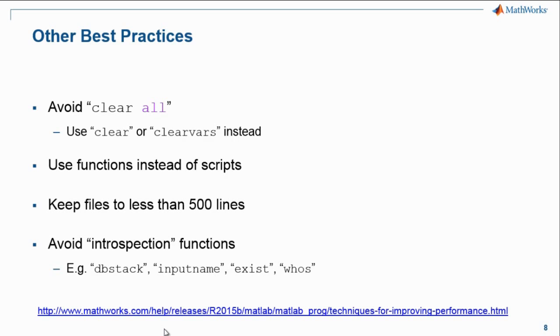Functions tend to be faster than scripts because they have a static workspace. So if you're really looking to optimize a piece of code, consider turning it into a function. As files get large, the execution engine has to build the entire branching structure for all possible branches through it. Because of this, smaller files tend to be faster. Also, avoid introspection functions like dbstack or inputname, things that have to query the state. For more techniques on improving performance, also look at the MATLAB documentation.